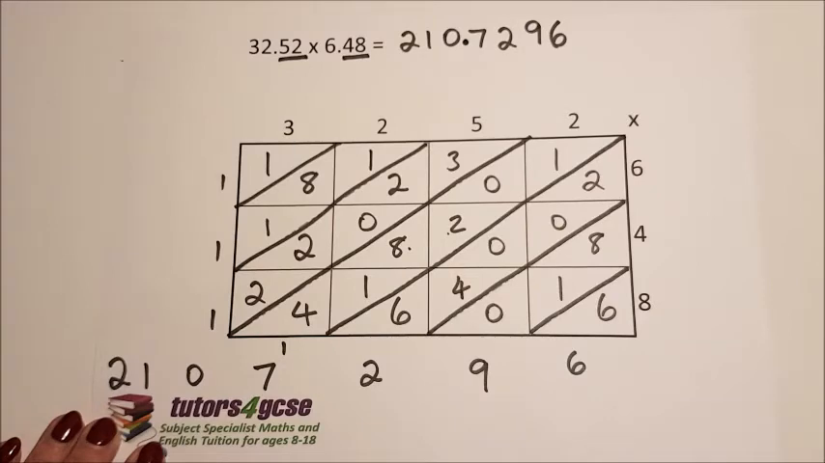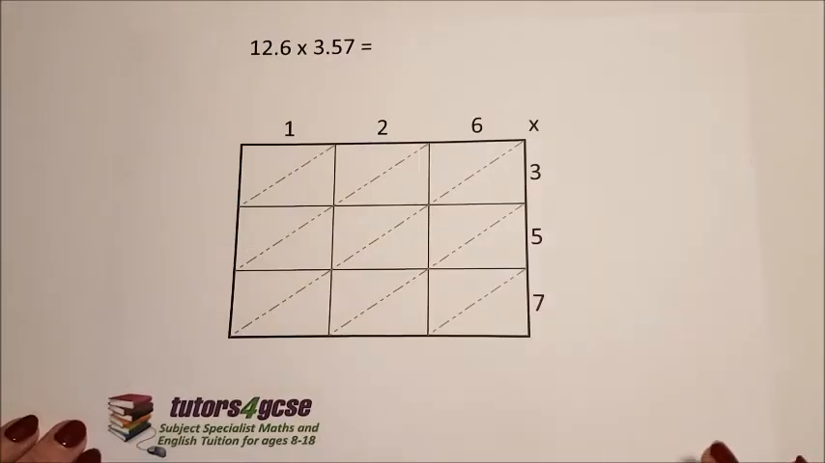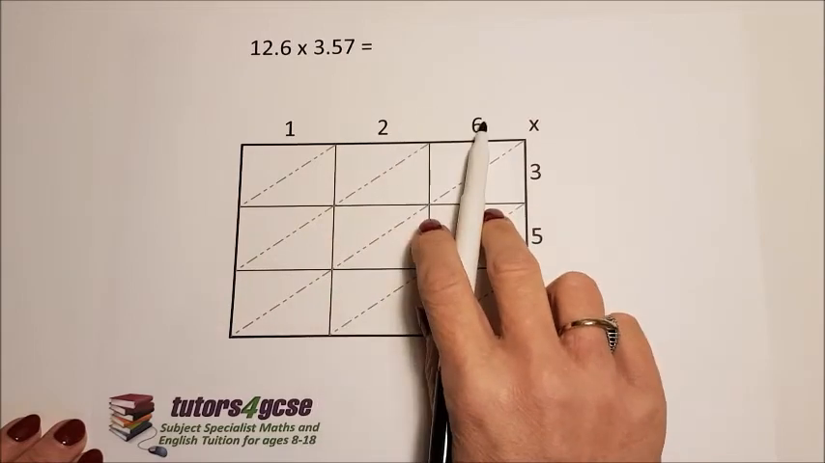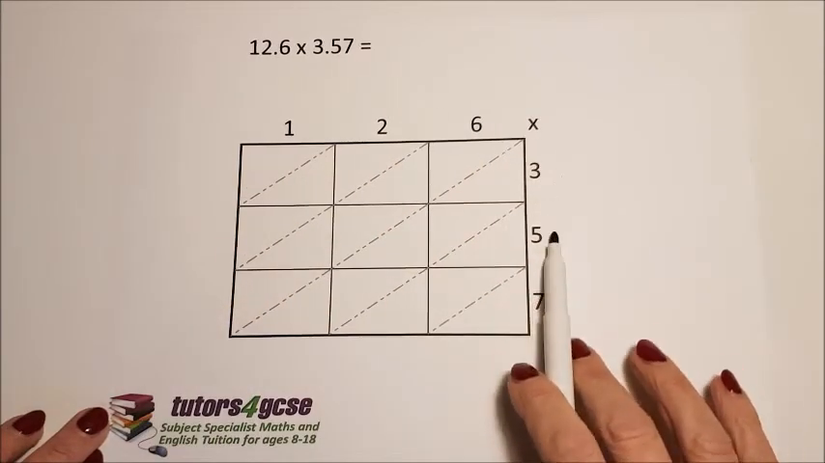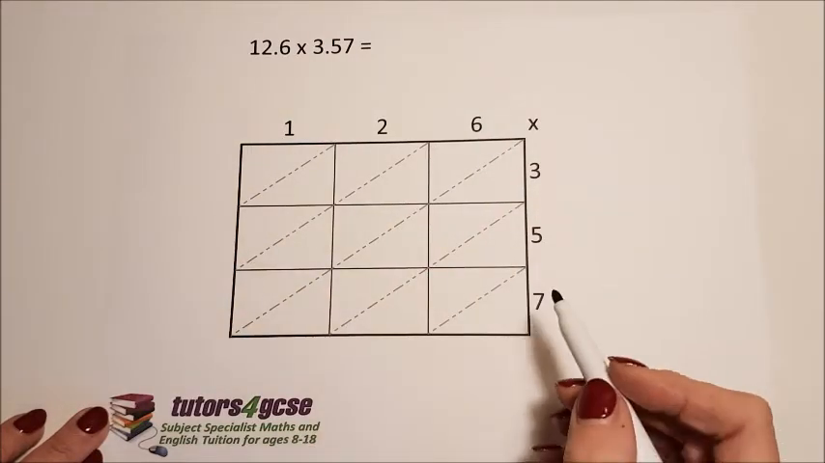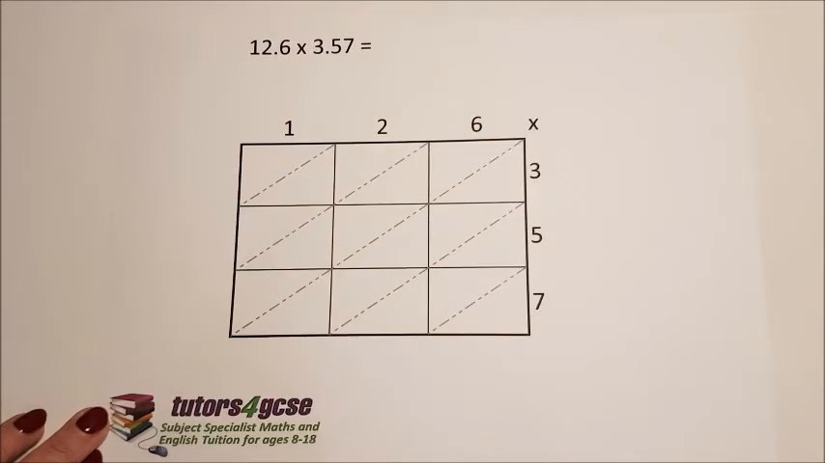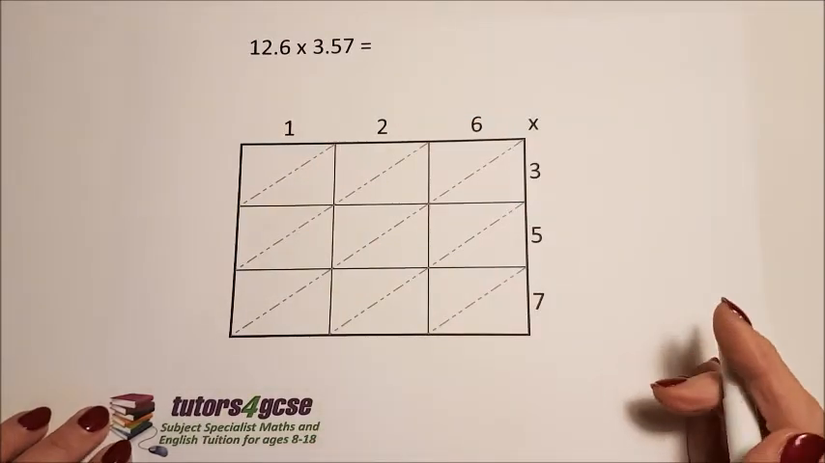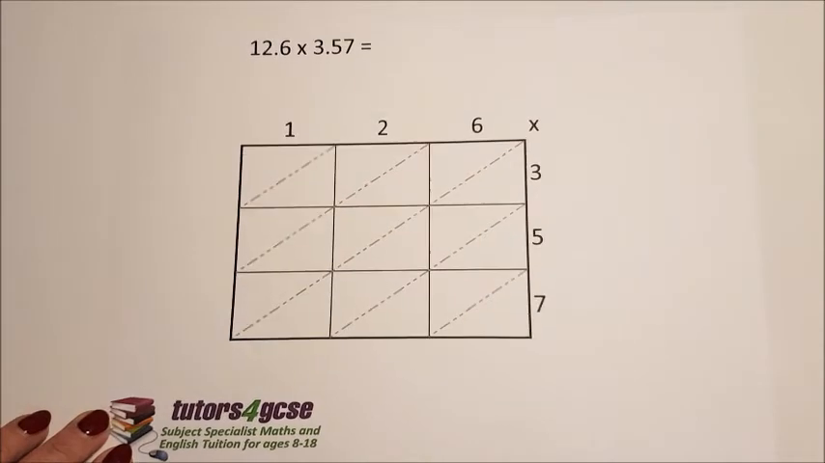Let's have another go. So this time we're going to multiply 12.6 by 3.57. So 12.6 times 3.57. So ignore the decimal points, we're just going to look at the digits. So we're multiplying 126 by 357. So you have your grid, put your diagonal lines in and let's do the multiplication.